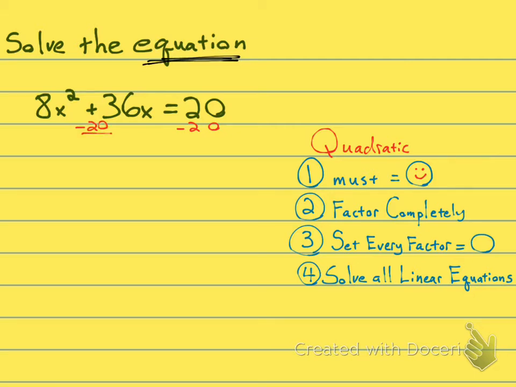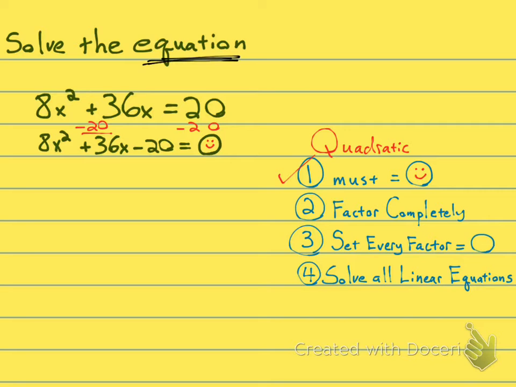Now, on the left-hand side, let's drop down what we have. I can't combine these terms, so it's just going to be 8x squared plus 36x minus 20. So let's write that down: 8x squared plus 36x minus 20 equals, and what's 20 minus 20? 0. Step 1 is accomplished. I set it equal to 0. And when I do that, I like to put a smiley face in this 0. When it's quadratic, set it equal to 0.